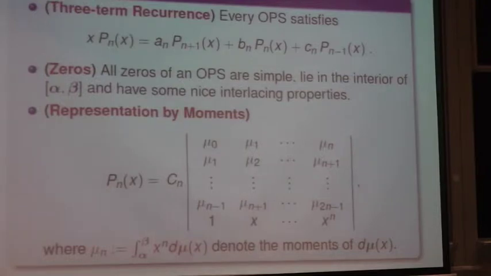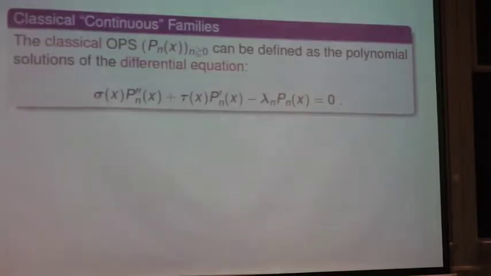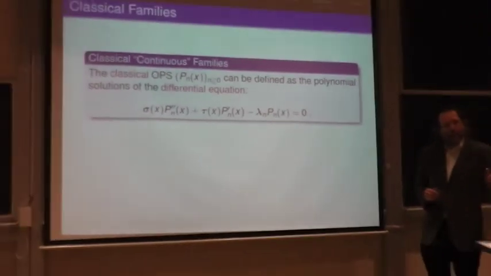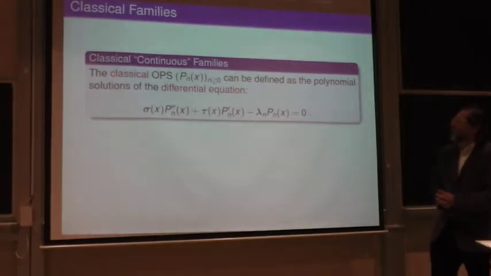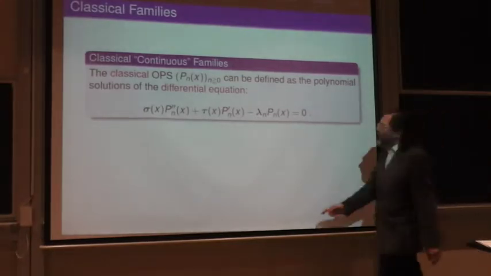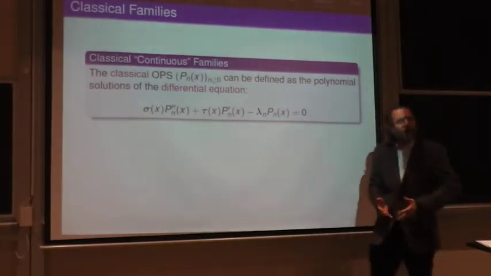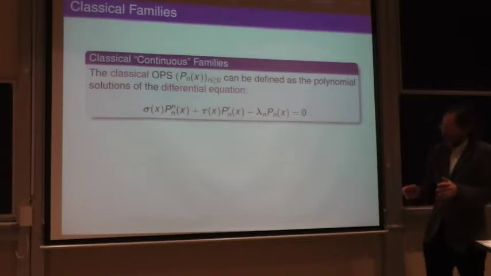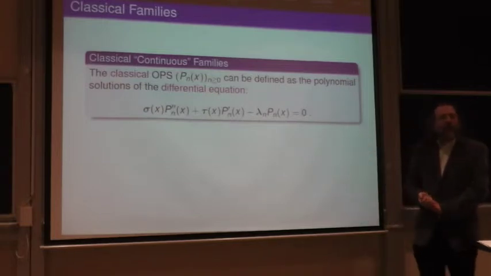Now we switch towards a much more limited range, namely towards the so-called classical continuous families. Now we start from scratch, we restart. But keep in mind what we have said about orthogonality before. So now we start with a differential equation. Assume we want to have an orthogonal polynomial system, OPS, which is a solution of this equation.